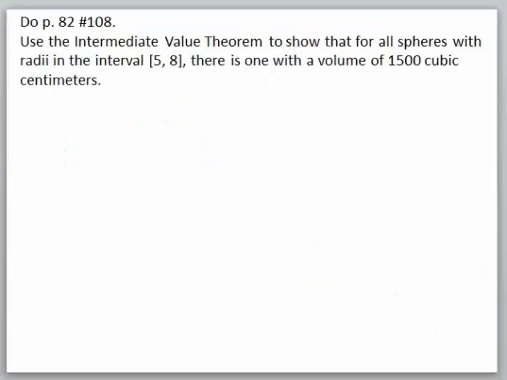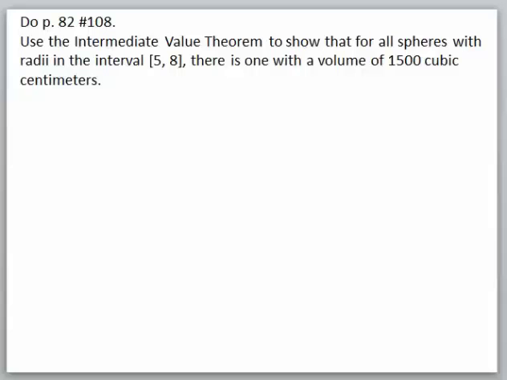Thus, this says use intermediate value theorem to show that for all spheres with radii in the interval 5 to 8, there is one with a volume of 1,500 cubic centimeters. So sorry. So intermediate value theorem, if you remember what it says, is that we have to say that it is continuous.